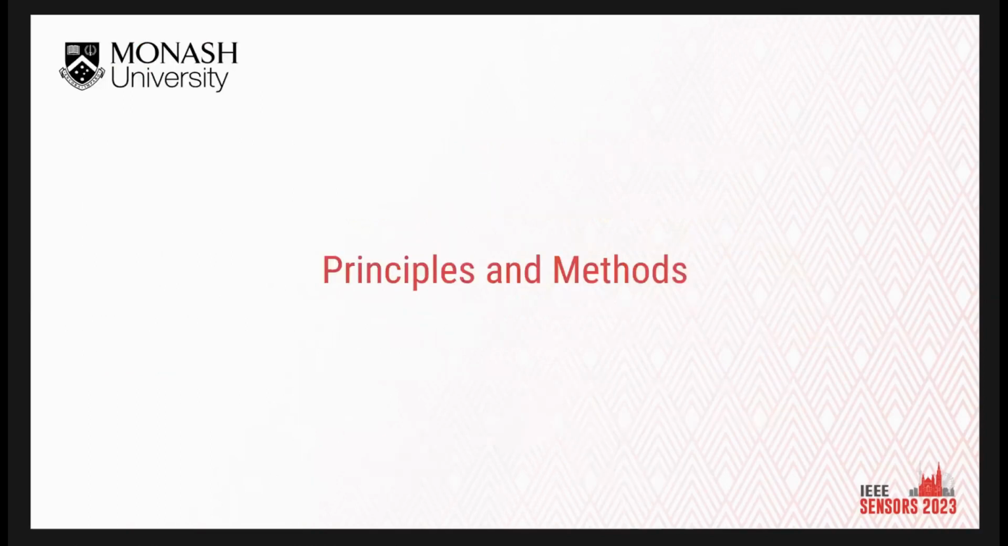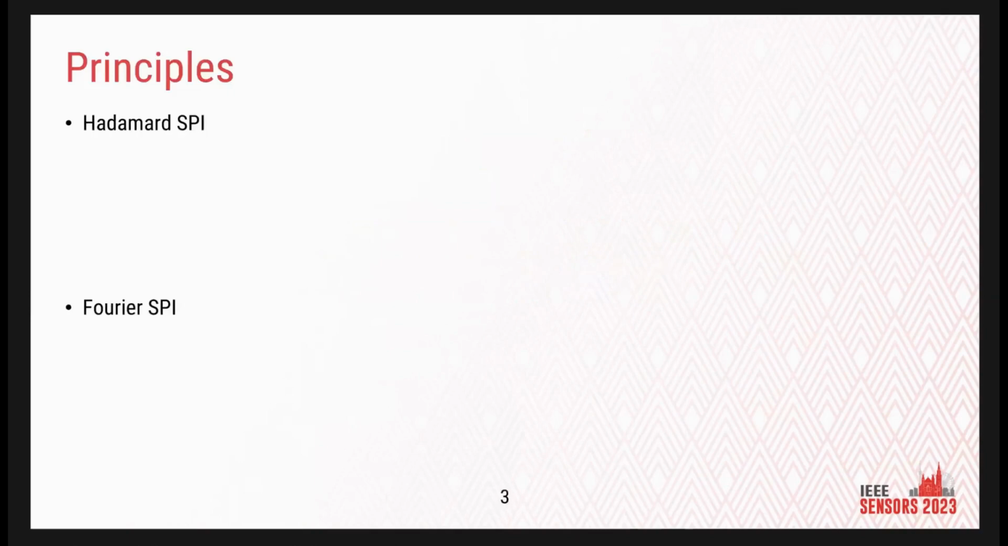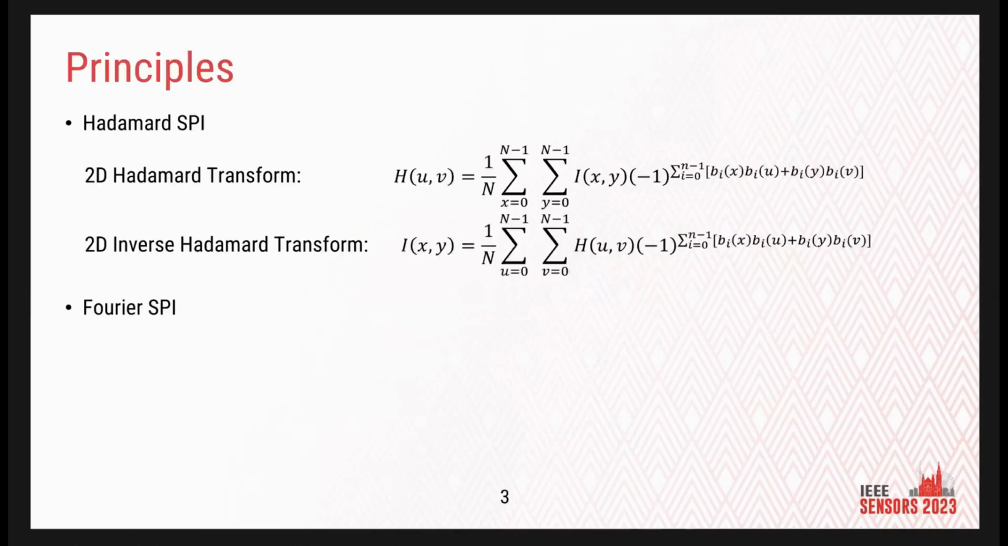Now let's look at the principles of Hadamard single pixel imaging and Fourier single pixel imaging and the methods utilized to produce a fair and reliable comparison result. In Hadamard single pixel imaging, we use the Hadamard spectrum as the measurements for single pixel image reconstruction. The similar expression shown in both the forward and inverse Hadamard transform shows that the Hadamard transform is a symmetric, unitary, and separable transformation method.